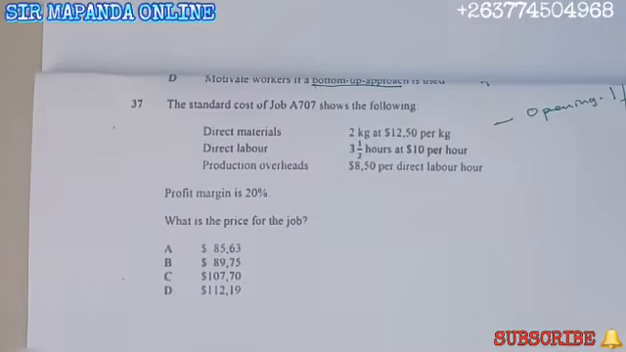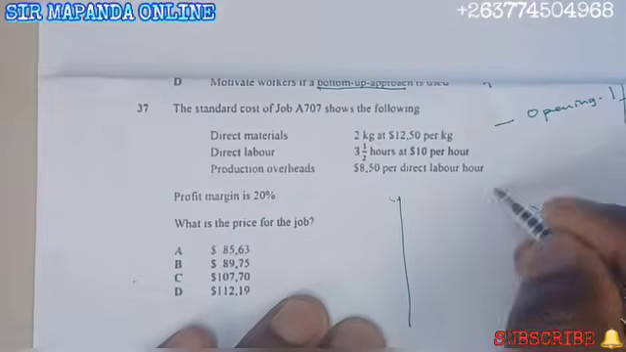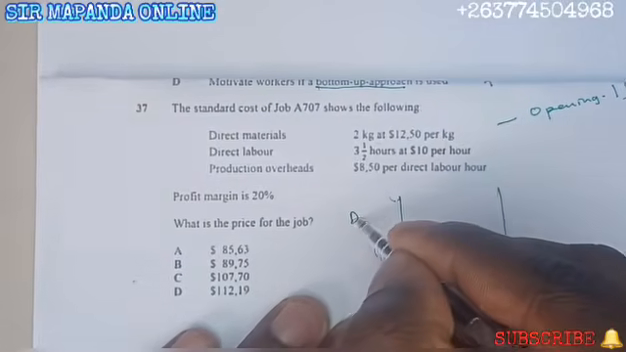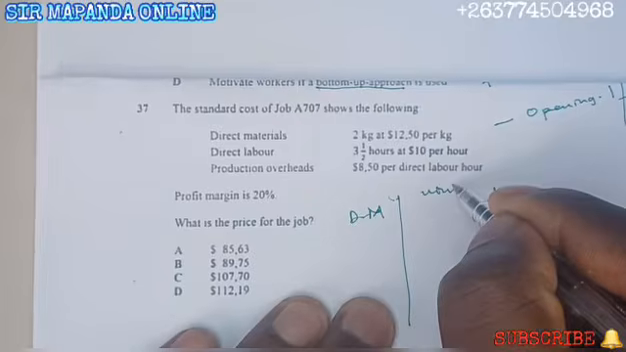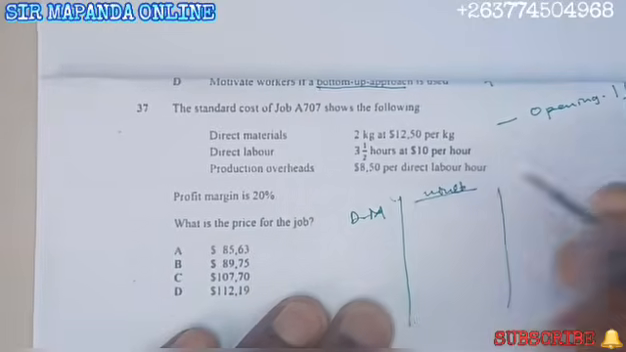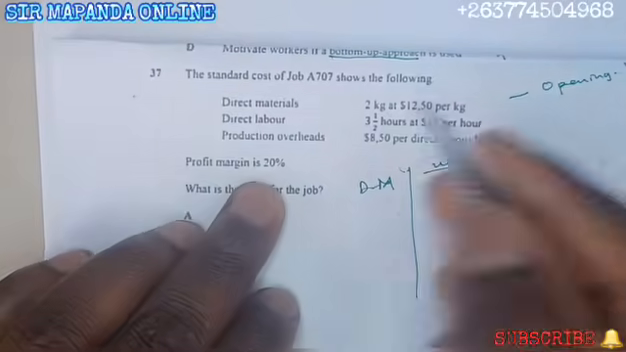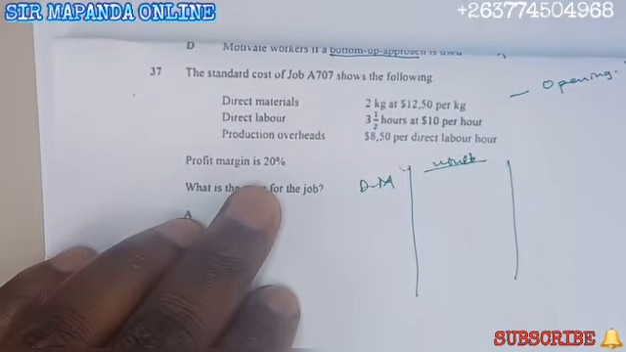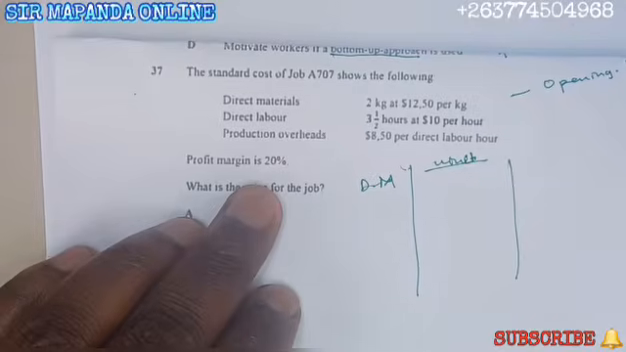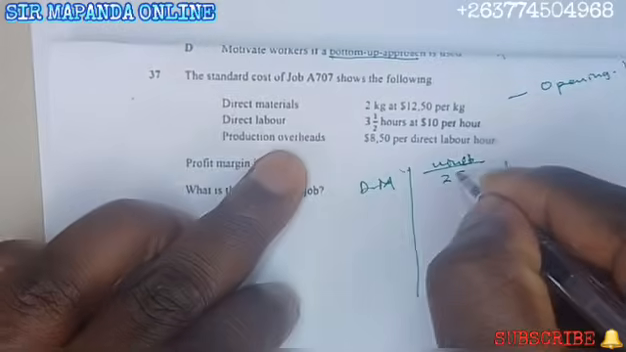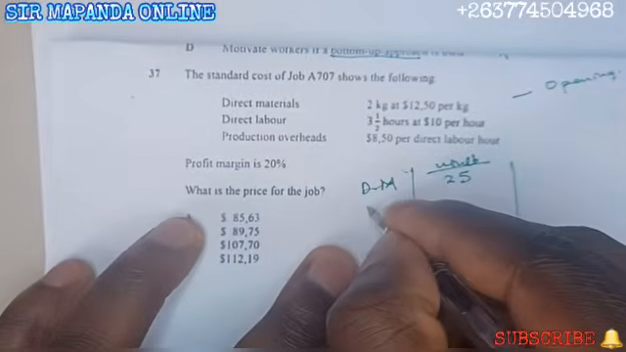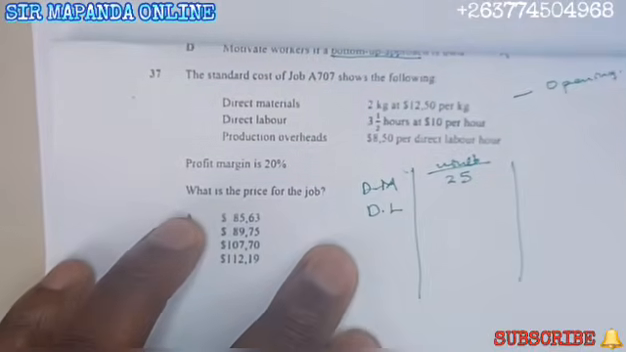It reads, the standard cost of job A707 shows the following, right? Then we are given the cost elements as well as the margin. What is the price of the job? So you prepare a job quotation, right? So you find or you calculate the unit cost. You are saying 2 kgs times $12.50. You get 25, which is the direct material per unit. Then you move on to direct labor. I hope you are following.